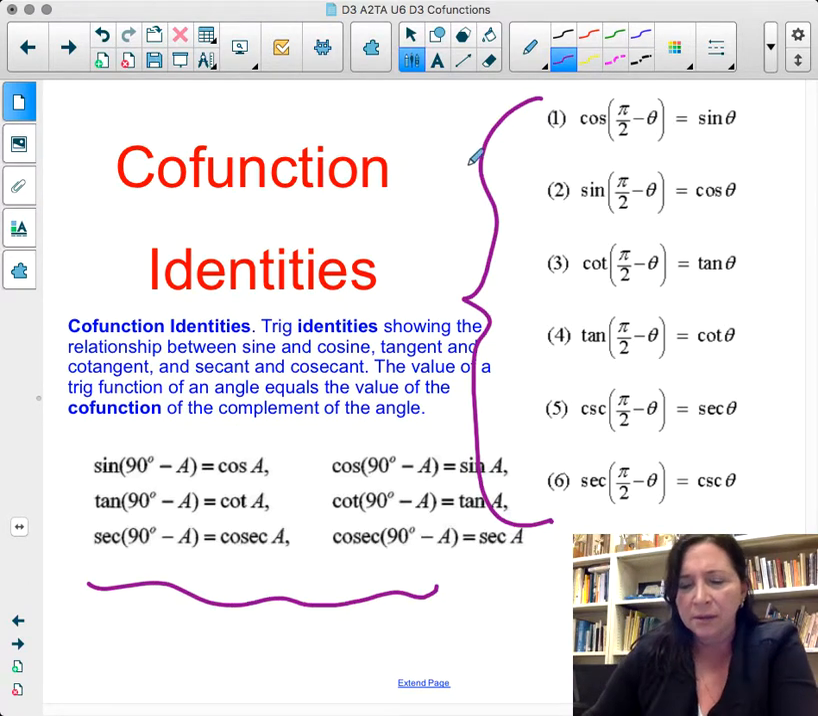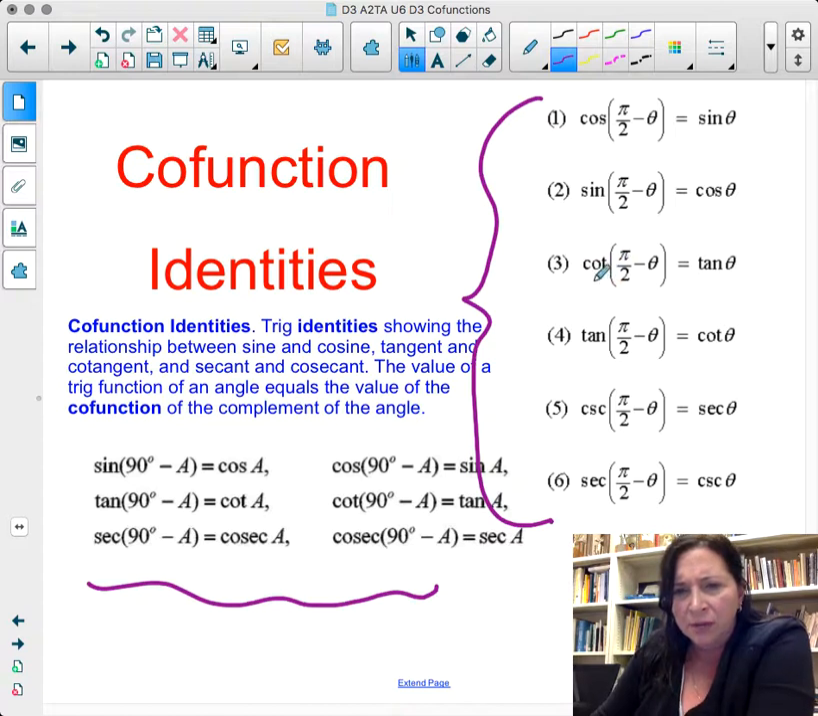You can prove any of them. And a lot of people will look at the cotangent ones or the cosecant ones like this, and they'll be like, well, I don't know how to prove that one. Well, cosecant's the reciprocal of sine.